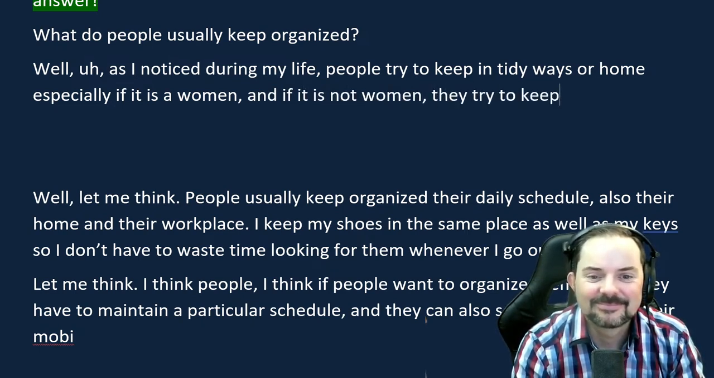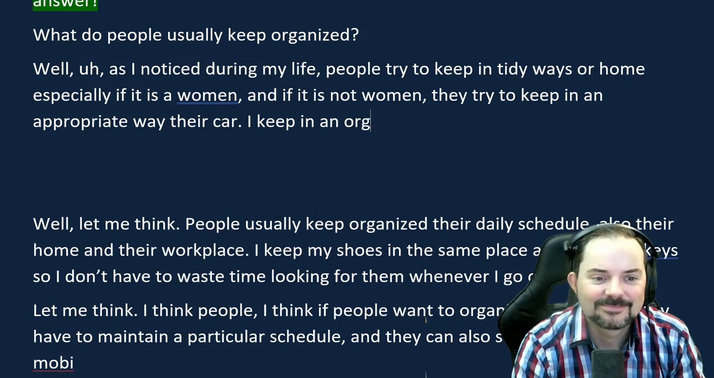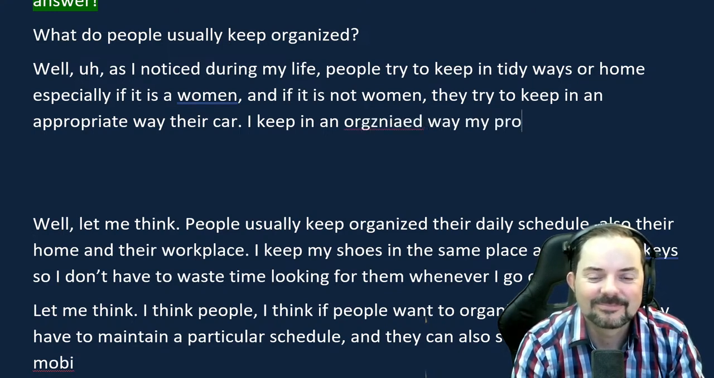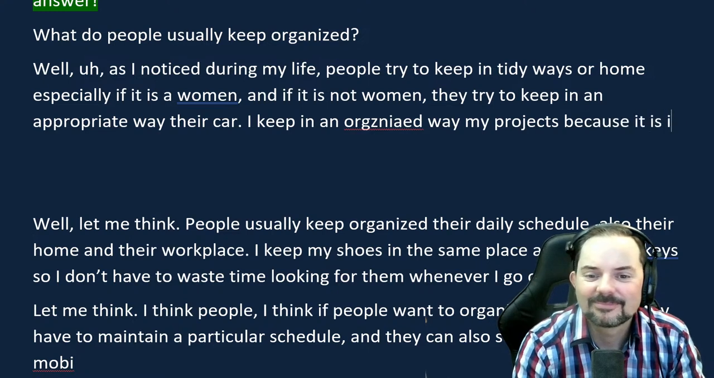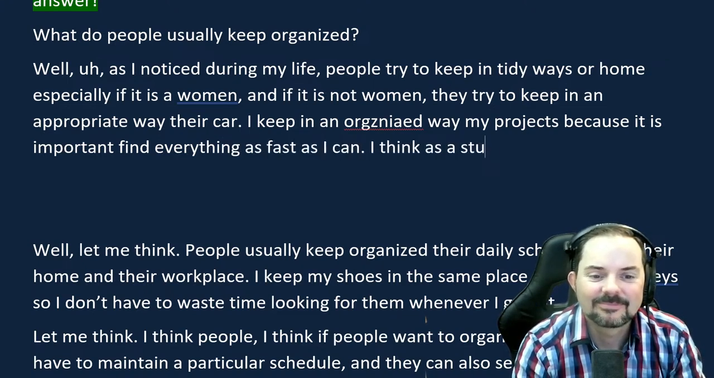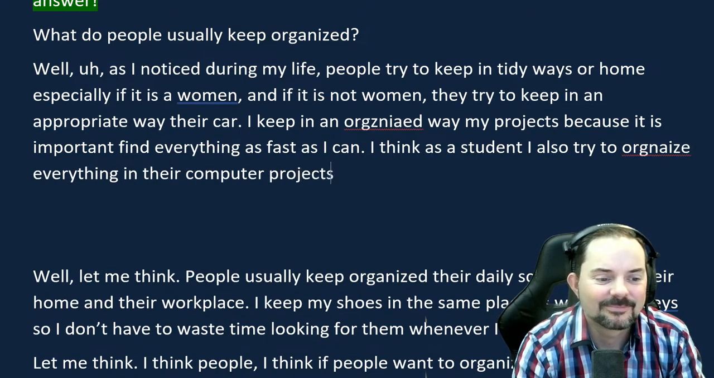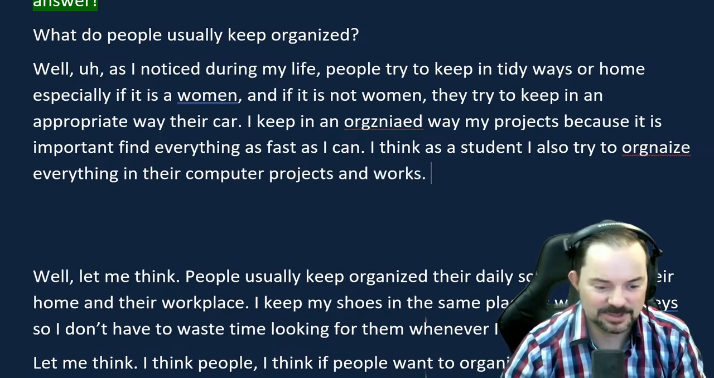And I keep my projects in an organized way because it is really important to find everything as fast as I can, and it really saves my time. And I think other students also try to organize everything in their computer, projects and works, because it really influences their study. Why is it good to keep these organized?